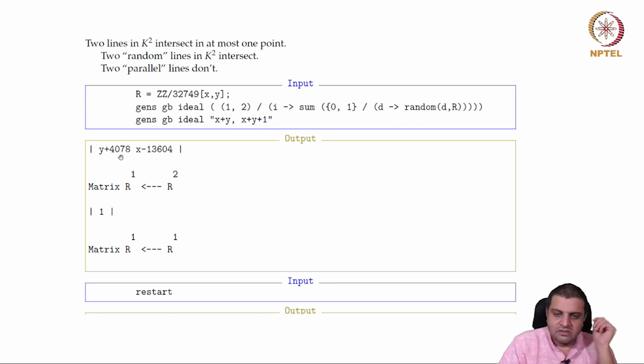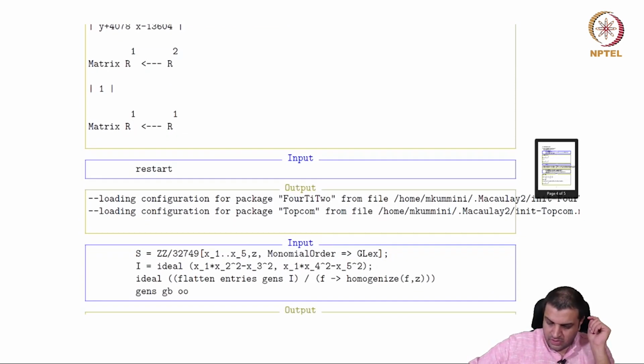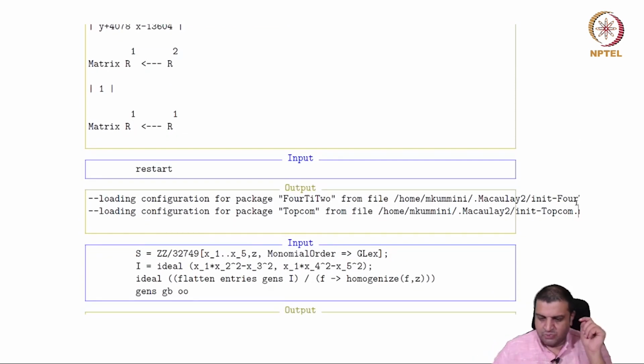And parallel lines are very easy, just like x plus y and x plus y plus 1. Clearly, if you ask for this, 1 is in the ideal, so this is not going to meet anyway. So that's what we mean. This has to do with the next topics, which we will do in the next lecture.